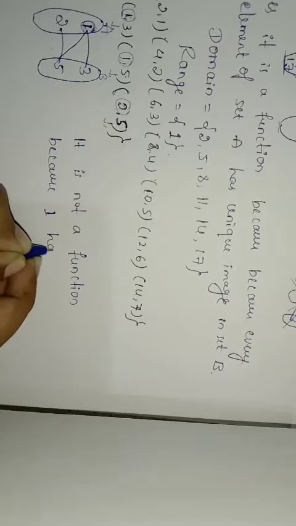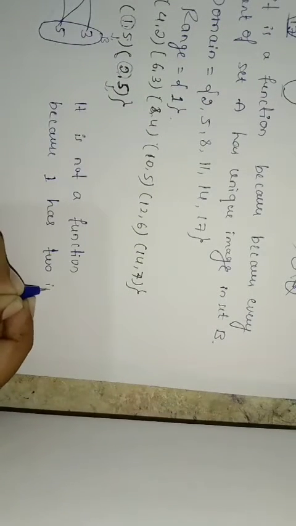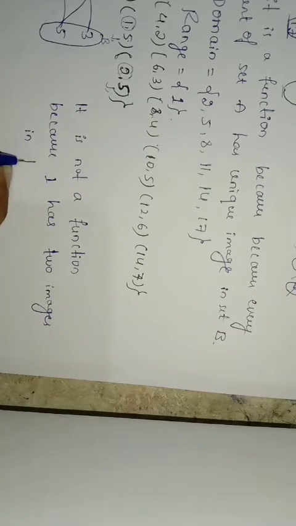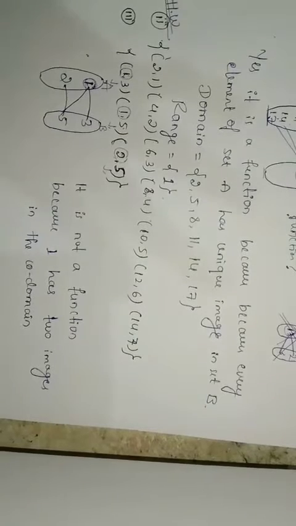So you have to write it is not a function because one has 2 images in the codomain. So once it is not a function, no need to check for the domain and range. Okay, so we are done with the first main question. I'll solve the second question.